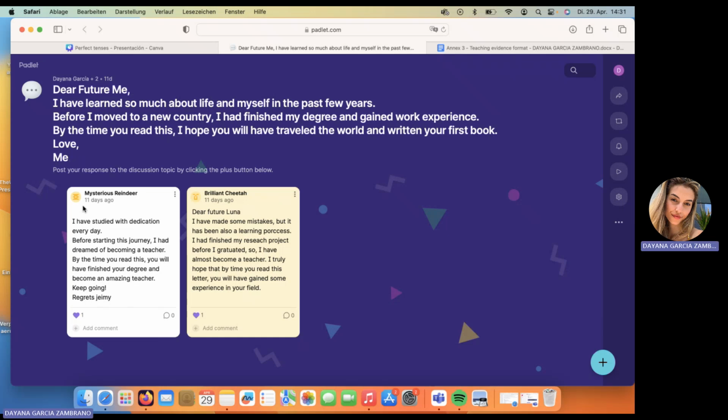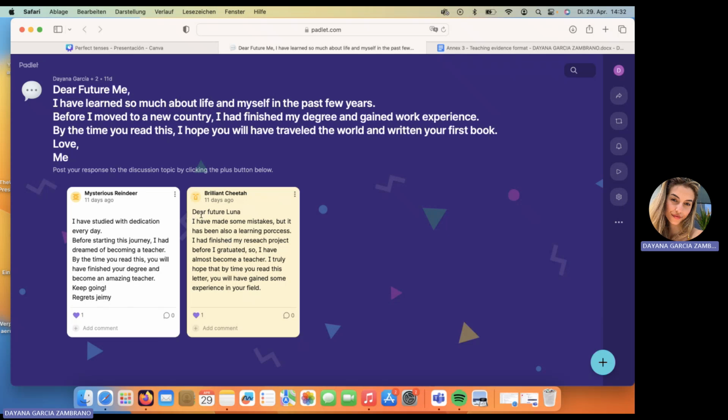In the last class, I got 2 students who wrote these letters. One wrote, I have started with dedication every day. Before starting this journey, I had dreamed of becoming a teacher. By the time you read this, you will have finished your degree and become an amazing teacher. Keep going, regards, Jane. And this is another example of what another student wrote in my last class.